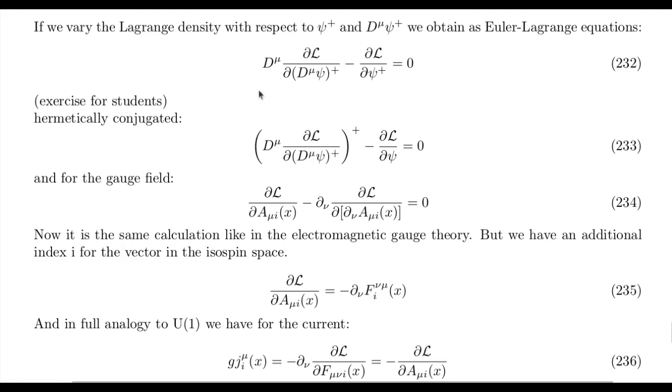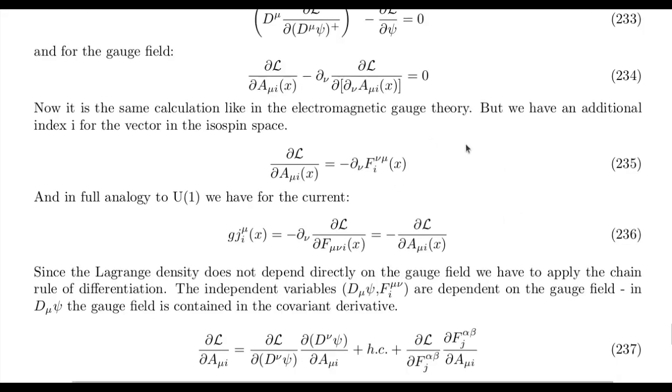And for the Hermitian conjugated, here we have 233. And for the gauge field, we have this equation here, 234. They've got the same structure. And here we have this equation. It is again the same as in the electromagnetic case, but we have the additional index here for the isospin.